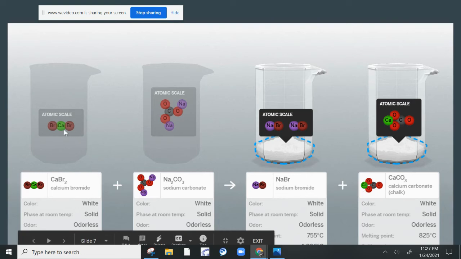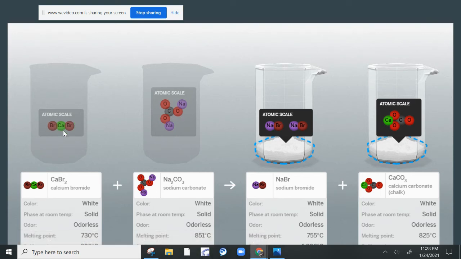We can also see that the molecules have been broken apart and the atoms rearranged. We had Br, Ca, Br, and here the Ca is connected to oxygen and carbon, and the Br is connected to the Na. Okay, so definitely a chemical reaction has occurred.